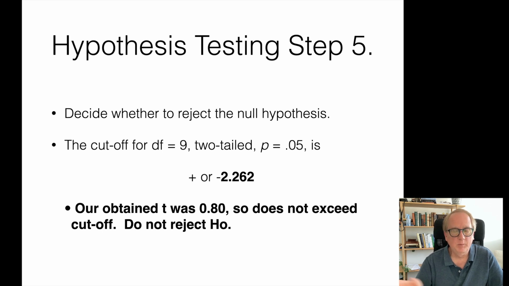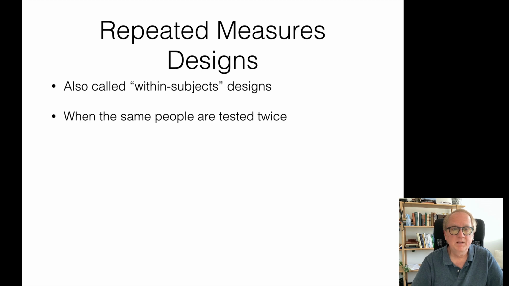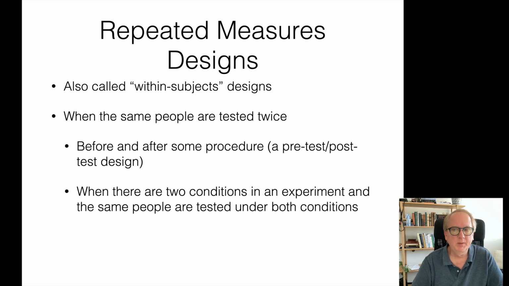Okay? And you could work out what the statement would be that you would write in APA style and also what the effect size would be. These are repeated measures designs. When I have the same participant being measured 2 times, it's also called a within subjects design. So that's why you also hear it called a within subjects t-test. Sometimes it's done when, obviously here, the same people are tested twice, maybe before and after some procedure, like a pre-test and a post-test design. Or it could be when there are 2 conditions in an experiment and the same people are tested under both conditions.